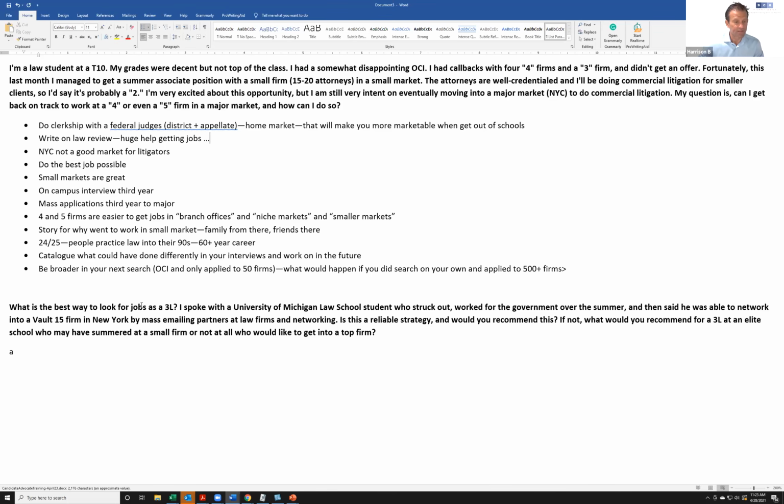Okay, so let's see here. So the best way to look for jobs is as a 3L. Okay, I spoke with a University of Michigan law student who struck out, worked for the government over the summer, then said he was able to network into a Vault 15 firm by mass mailing partners at law firms and network. Exactly. Sam, is this a reliable strategy, and would you recommend this? If not, what would you recommend for a 3L at an elite school who may have summered at a small firm or not liked going to a law firm?